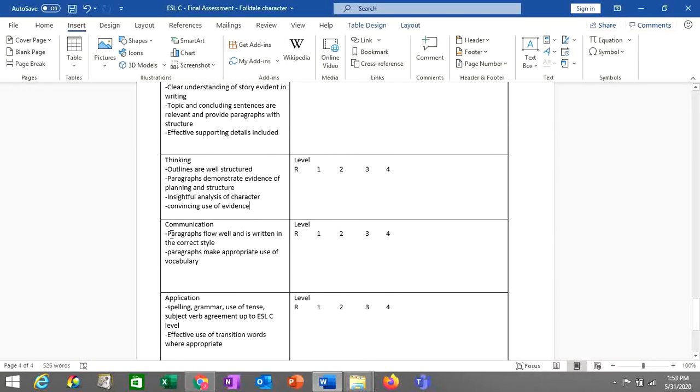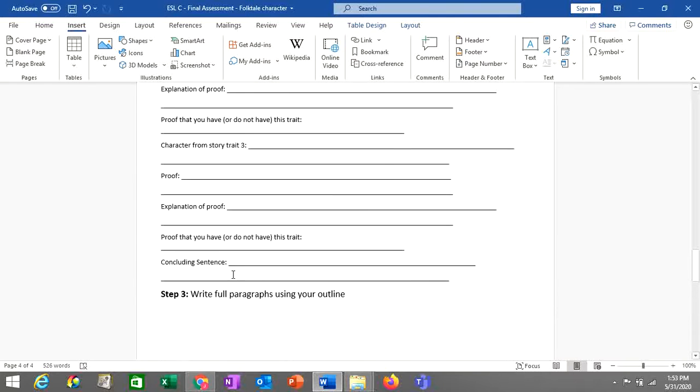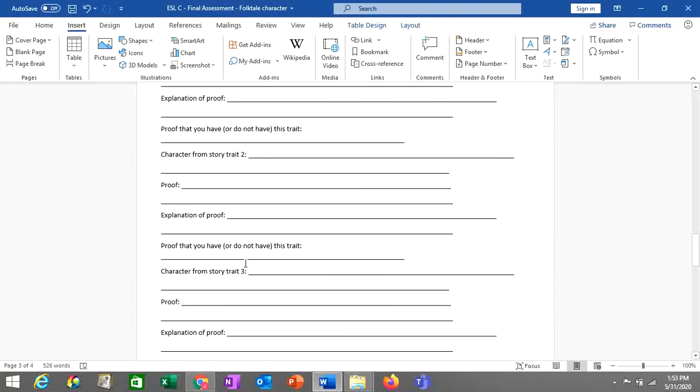Communication. Do your paragraphs flow well, and are they written in the correct style? So these are opinion paragraphs, and they are a compare-contrast paragraph. So because you're going to be putting your opinion in there, you can say I think, you can say I believe. Using that language in these kinds of paragraphs is perfectly fine.